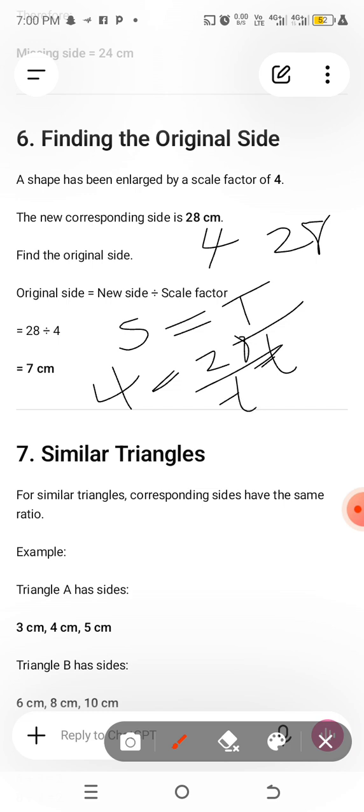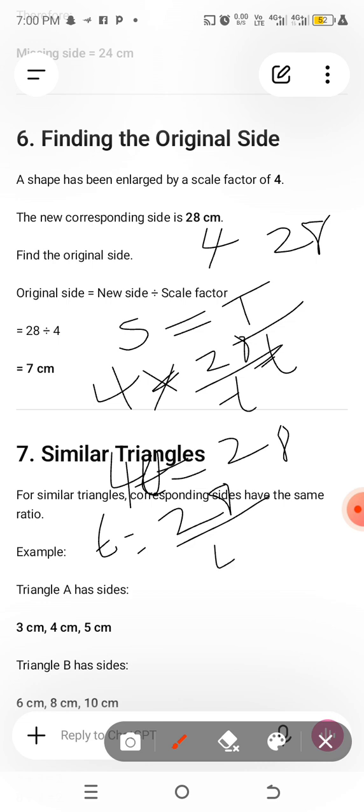So here we cross multiply: 4t equal to 28. This is where we need to change the subject of the formula. We need to make t stand alone, so it turns to division. That will be t equal to 28 over 4, which gives us 7 centimeters. So the original side is 7 centimeters, while the new side is 28 centimeters.